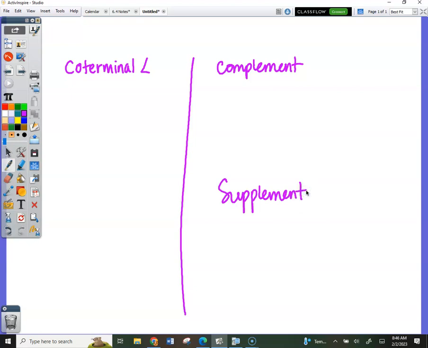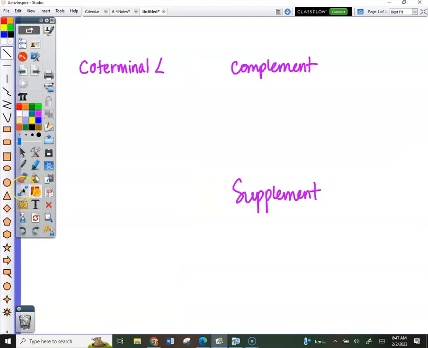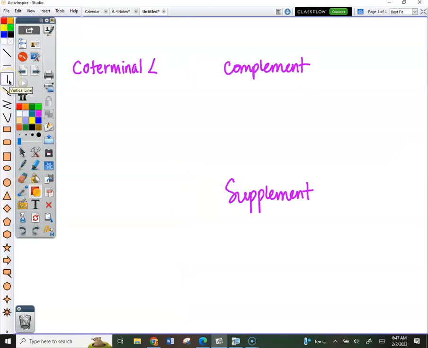The funny thing is my geometry class is actually covering complement and supplement right now. Obviously on a much easier scale.